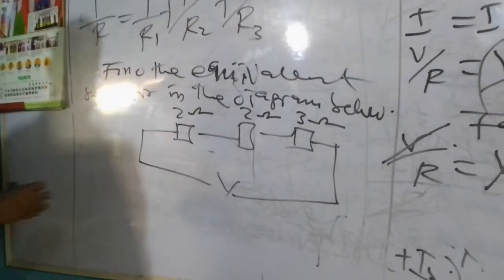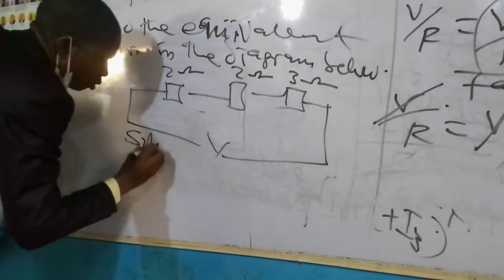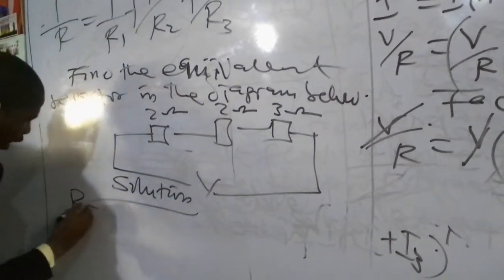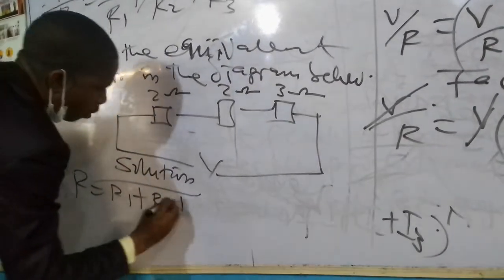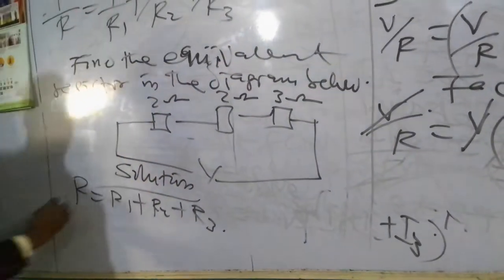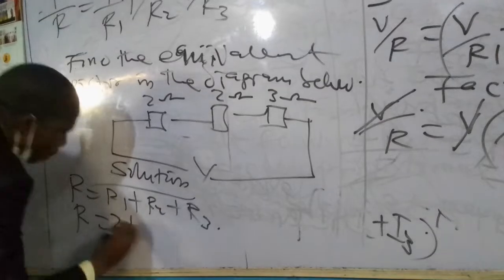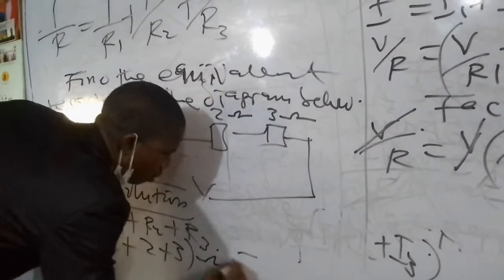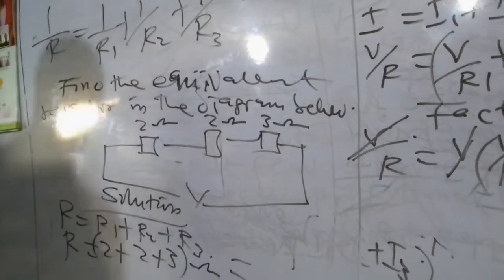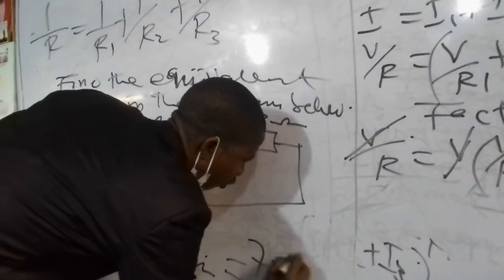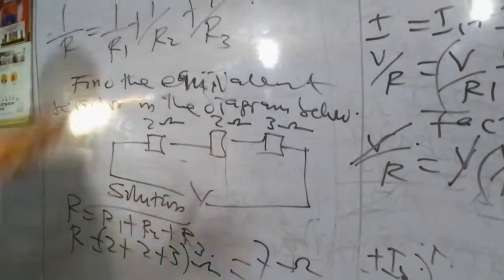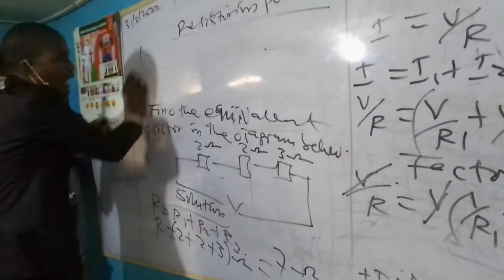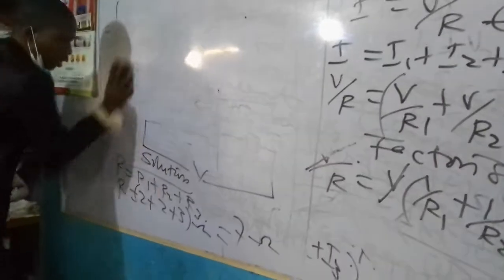In series. So, solution. Because it is connected in series, R will now be equal to R1 plus R2 plus what? R3. R will now be equal to 2 plus 2 plus 3, everything in what? In ohms. So 2 plus 2, that's 4. Plus 3, that is what? 7 ohms. That is what we call the series connection. Then let's look at one example in parallel connection.